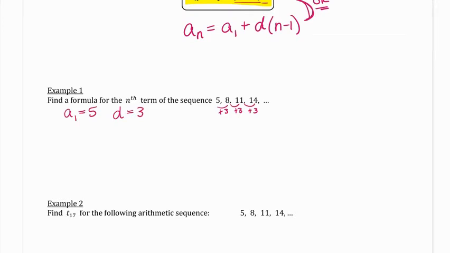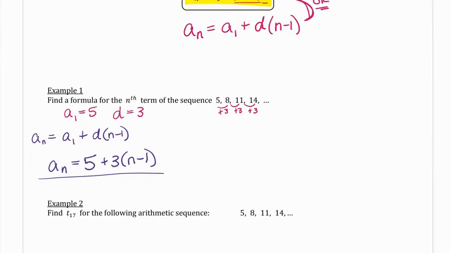So if we take our formula, we said the nth term would equal the first term plus the common difference times n minus 1. So now we can plug in the things we know. We know the first term and we know the common difference. So one way to write our formula was we could say that a sub n equals the first term, which is 5, plus 3 times n minus 1. That would be one way to write the rule.